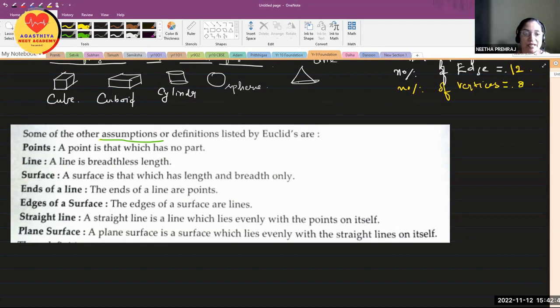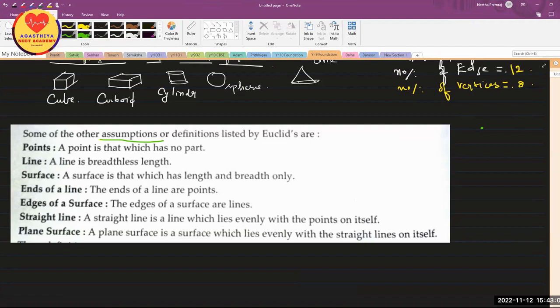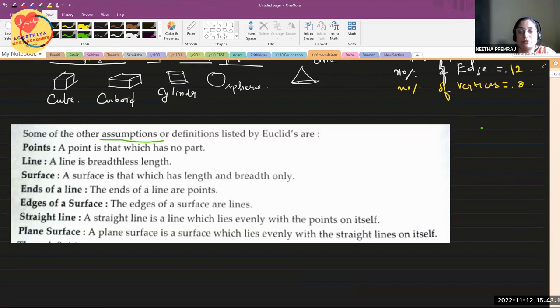Some assumptions or some definitions listed by Euclid. A point is that which has no part. If you put a point, is there any part? Can you measure it? What is the use of a point? It helps to fix a position in a graph sheet, to denote the position of a particular thing. That's it. Point has no part.